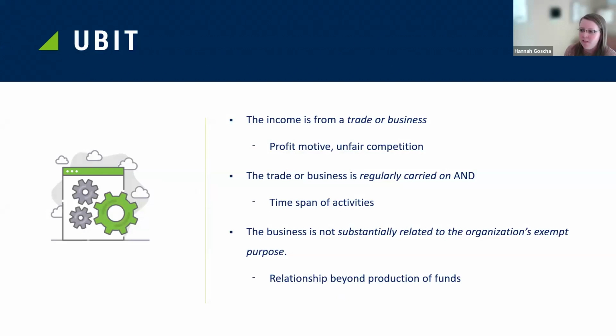So UBIT is income from a trade or business. So this is going to be where you have a profit motive, like a true for-profit entity, an activity that is not related to your exempt purpose, but truly is to create a profit. These are the 3 tests that they look at for whether or not it is UBIT activity. So again, it's trade or business, and then is that trade or business regularly carried on? And that could be seasonal as well, or if you rent out a parking lot every Sunday or something to that effect, it's still regularly carried on even if you aren't doing it every single day. So just looking at that regularity.